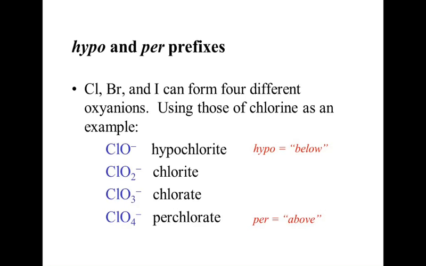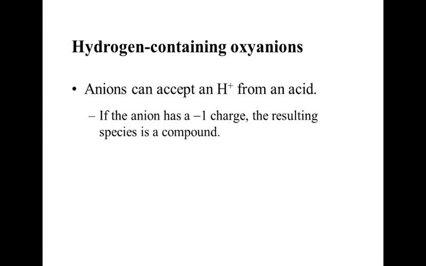And if you look at that sheet with the polyatomic ions, you can see what I mean by the halogens. They all have this set of four. So it's hypo-ite, ite, ate, per-ate. So hopefully that helps. And they're all -1. Isn't that great? That's kind of nice.